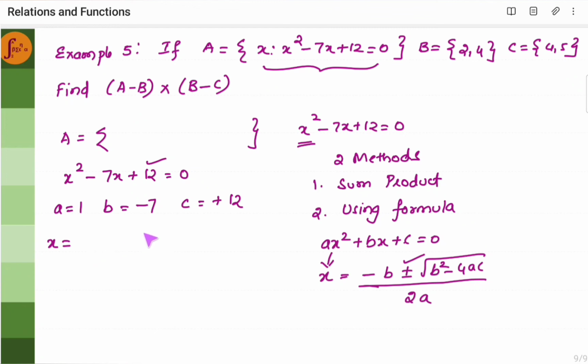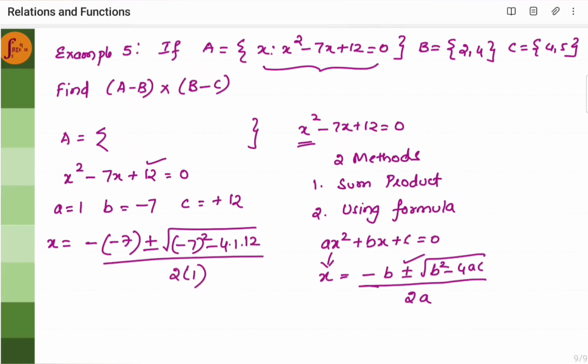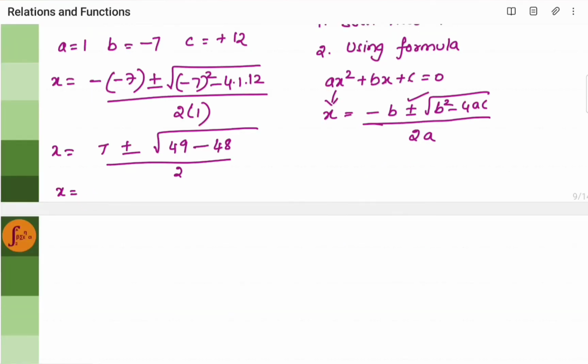X is equal to minus b, that is minus 7, plus or minus root of b square, that is minus 7 the whole square, minus 4 into 1 into c, which is 12, divided by 2 into a, right? Now, what do we get? Minus into minus is 7, plus or minus root of minus 7 the whole square, which is 49, minus 12 fours are 48, by 2. So this will give us x is equal to 7 plus or minus root of 49 minus 48, which is 1, and root of 1 is 1. So you'll get 7 plus or minus 1 by 2.